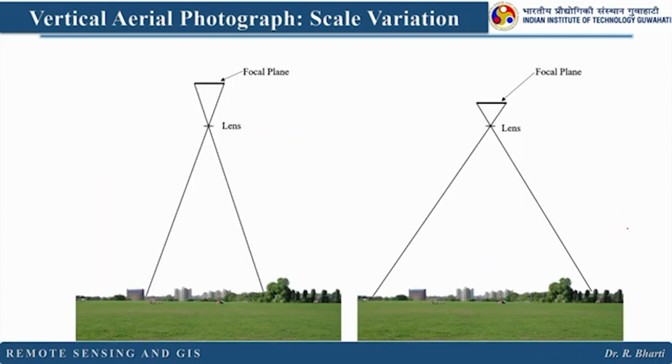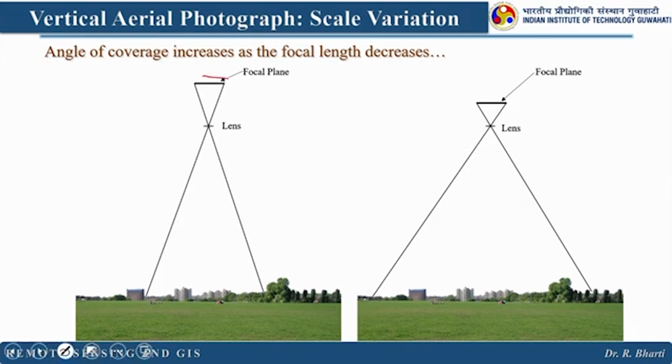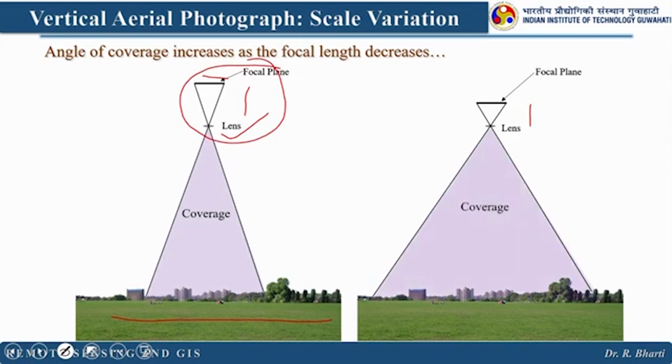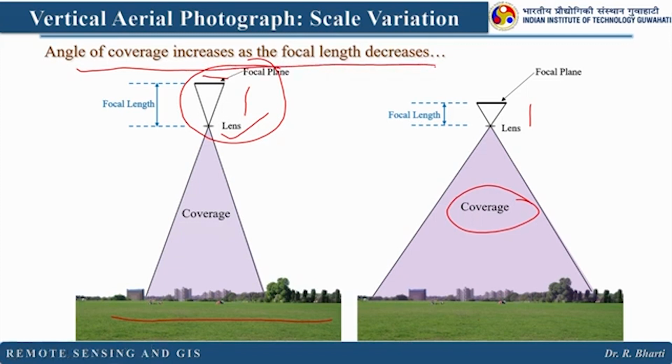This is one example I have put in to understand the effect of focal length on the acquired image. Here we have the focal plane, the lens, and the area which we want to capture. You can see this is different and this is different. The coverage of this particular setup is less, whereas this is the coverage for the same area when we have changed the FOV, which is the effect of changing the focal length. So the angle of coverage increases as the focal length decreases. I hope you have understood this.